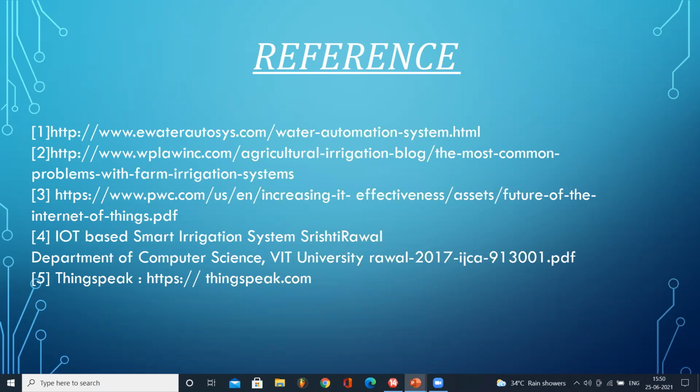Here are some of the references from where we have collected our data. And move on.